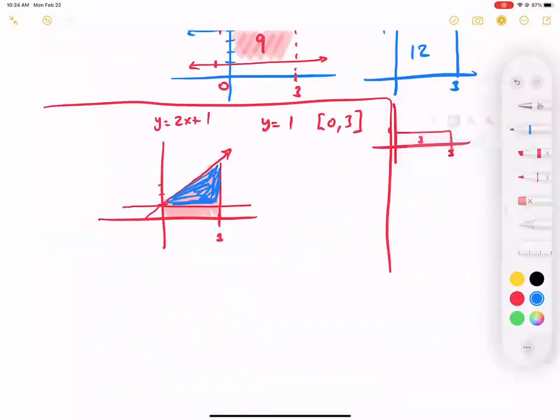But let's write this in a calculus way. This would be the integral from 0 to 3 of 2x plus 1 dx minus the integral from 0 to 3 of 1 dx.